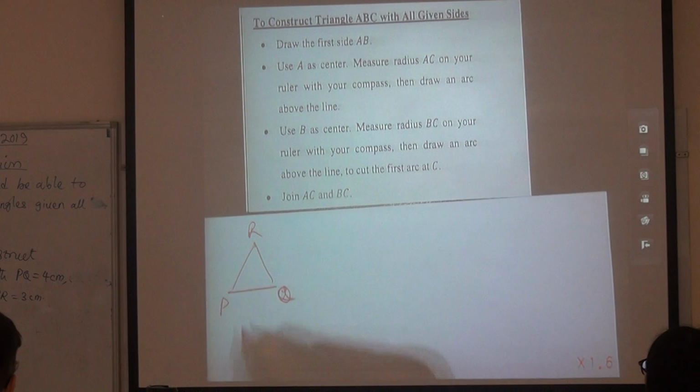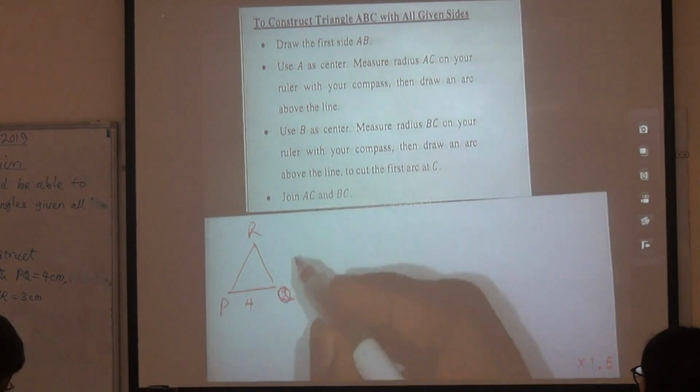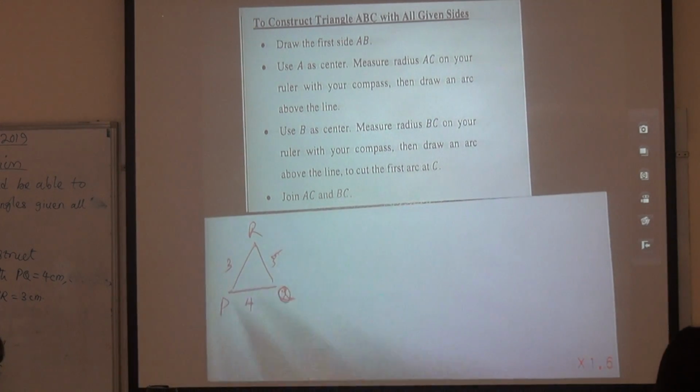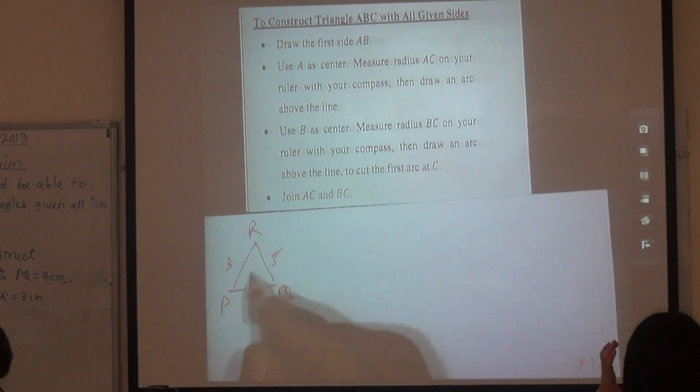And it says PQ is 4. So this is my 4. Can we see that? Then it says QR, this side is 5. And this side is 3. It's a sketch. Nobody cares whether it looks messy or it looks handsome. Like, nobody cares really. Anyway, but that's not what we are doing.